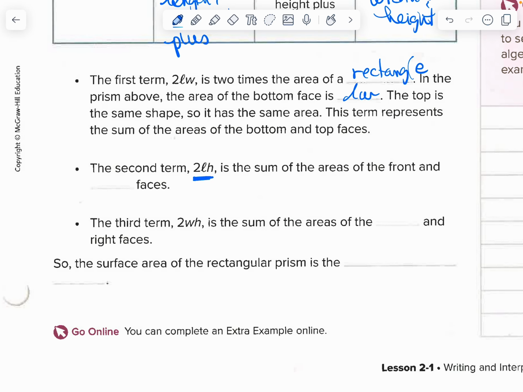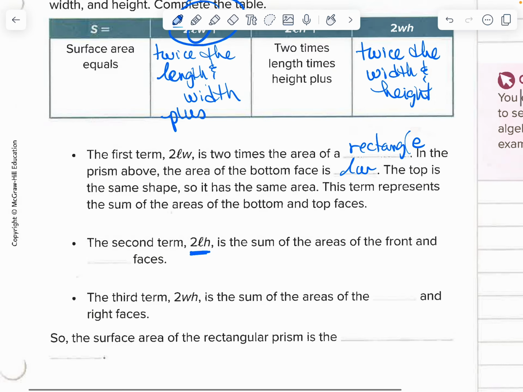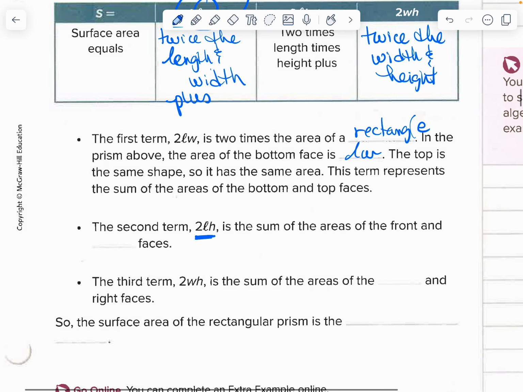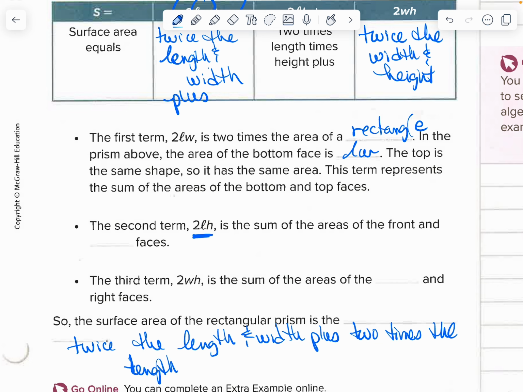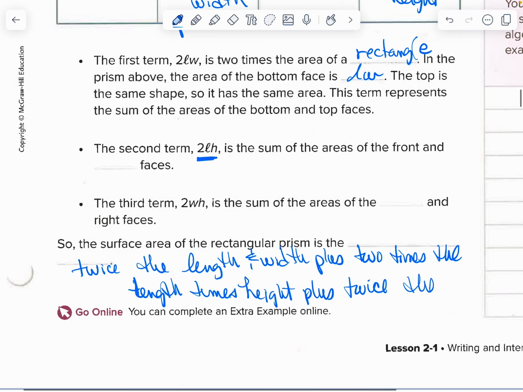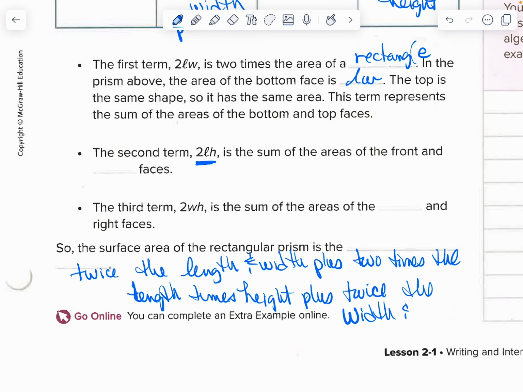So the surface area of the rectangular prism, I'm going to write, twice the length and width, plus 2 times the length times height, plus twice the width and height. Okay.